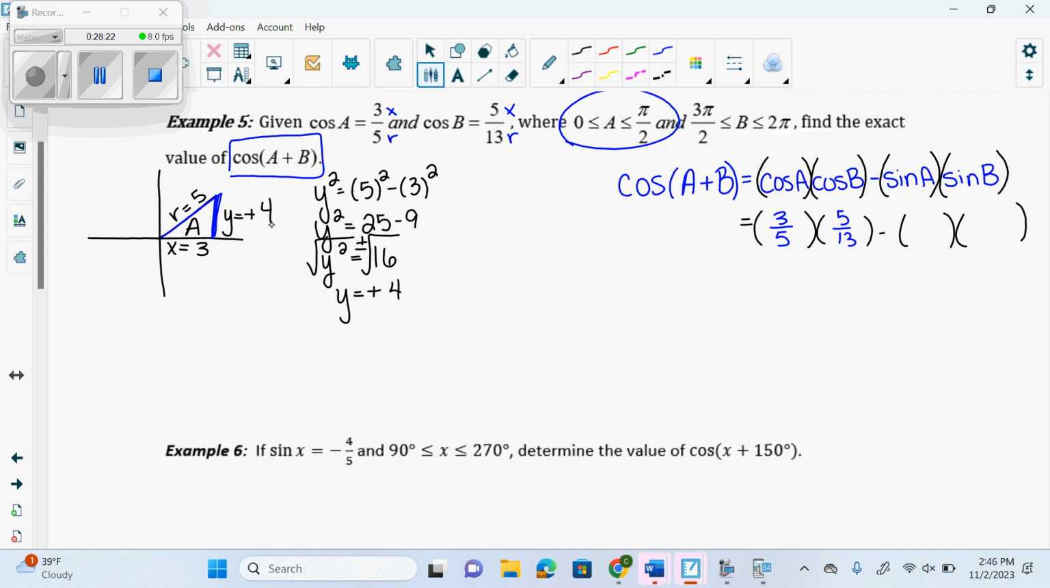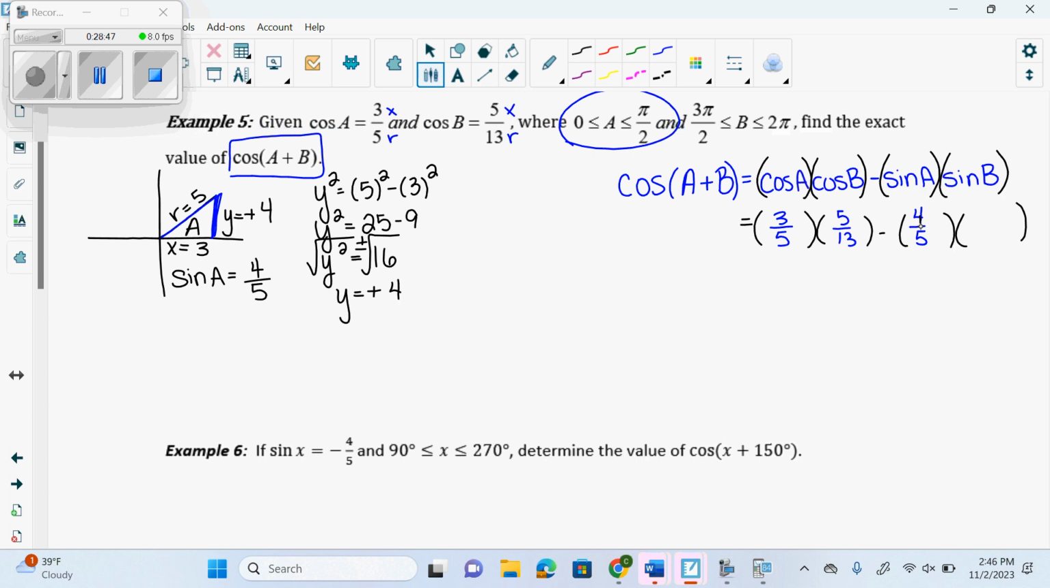I need sine of A. Can anyone tell me what sine A is? Sine, your resume. So what is it? 4/5. So then I can go over here to where sine A is, rip it off my board, throw it away, and replace it with 4/5.